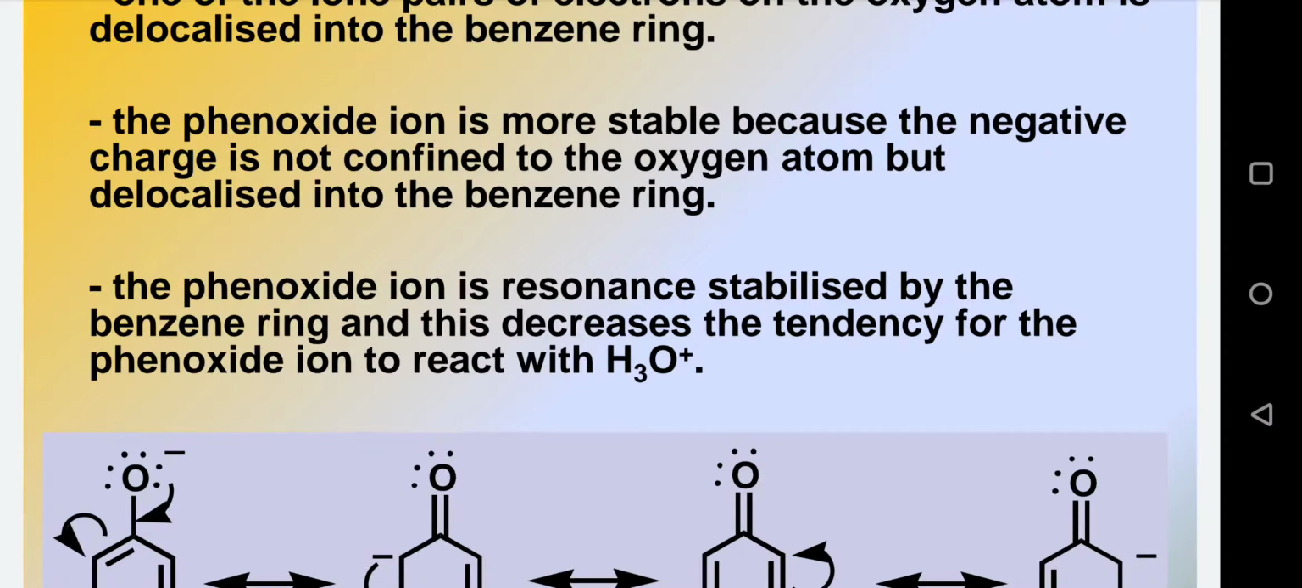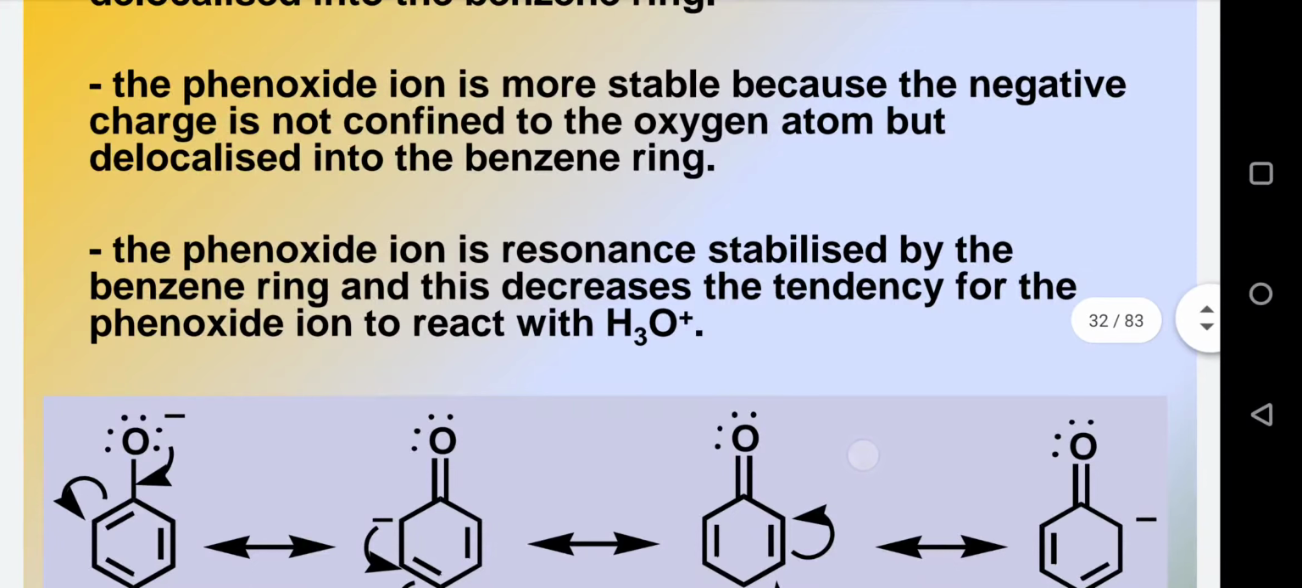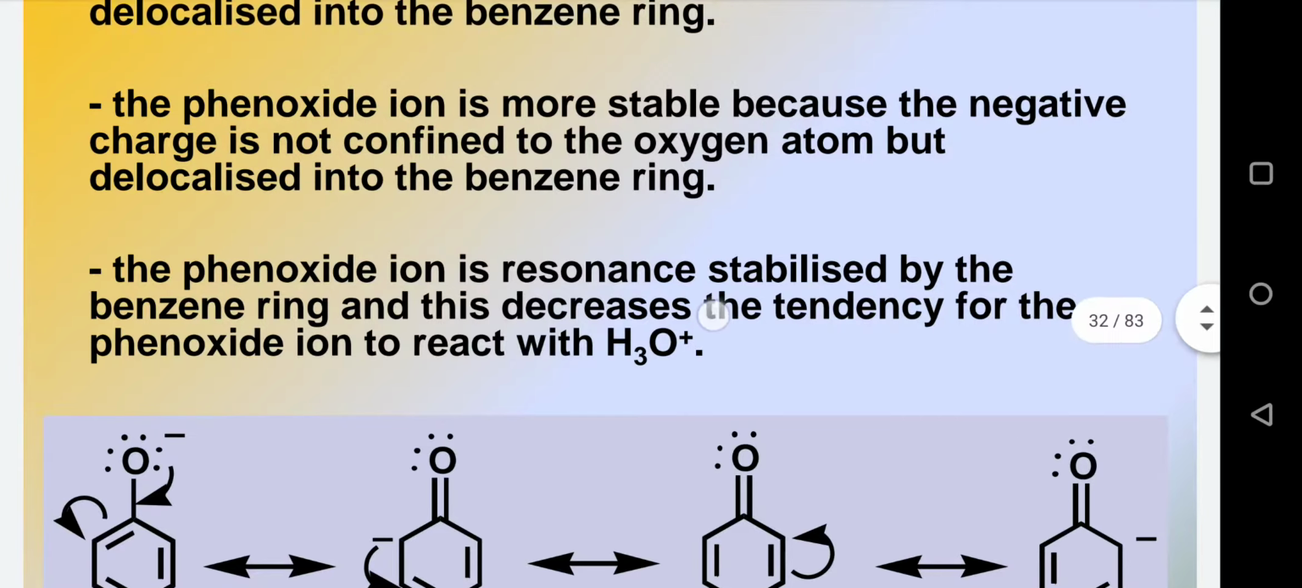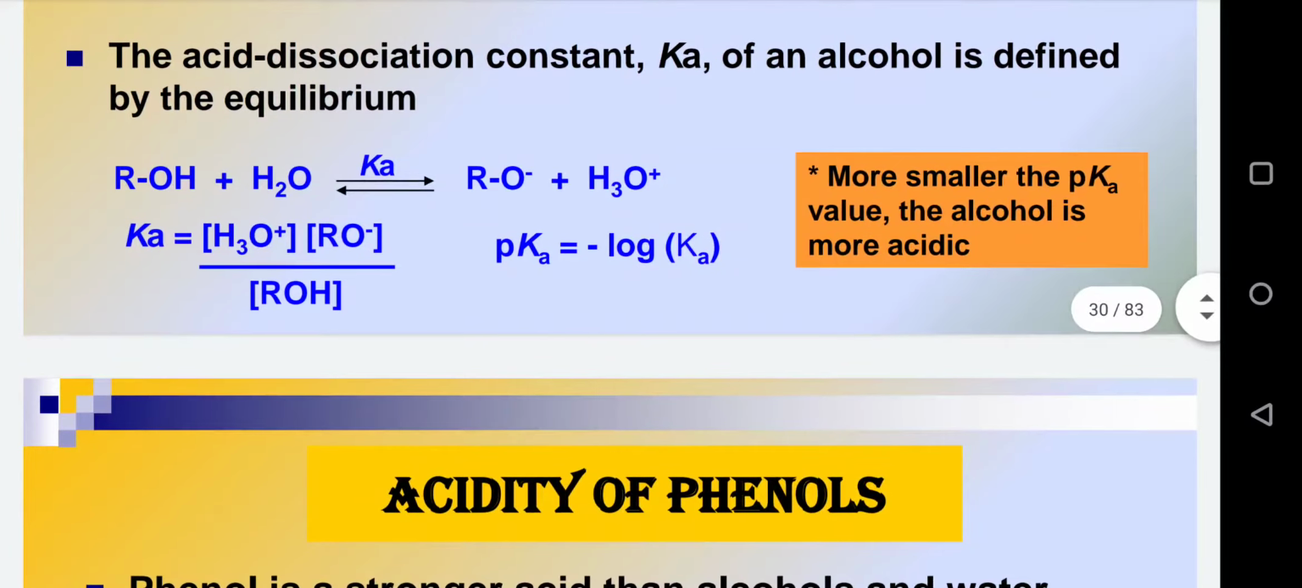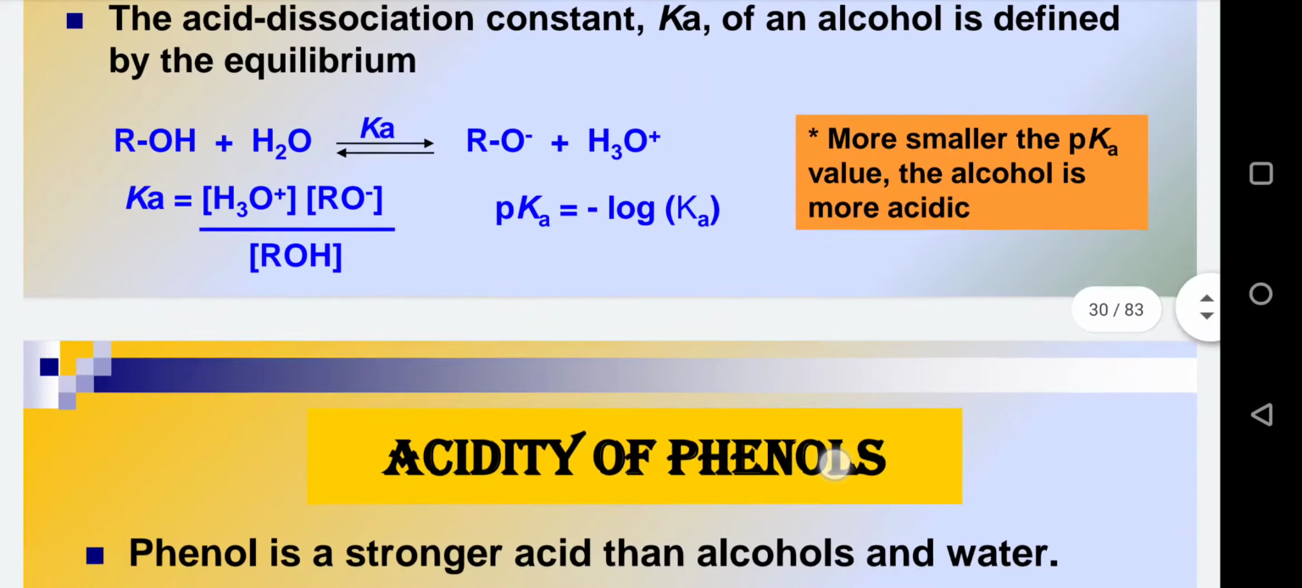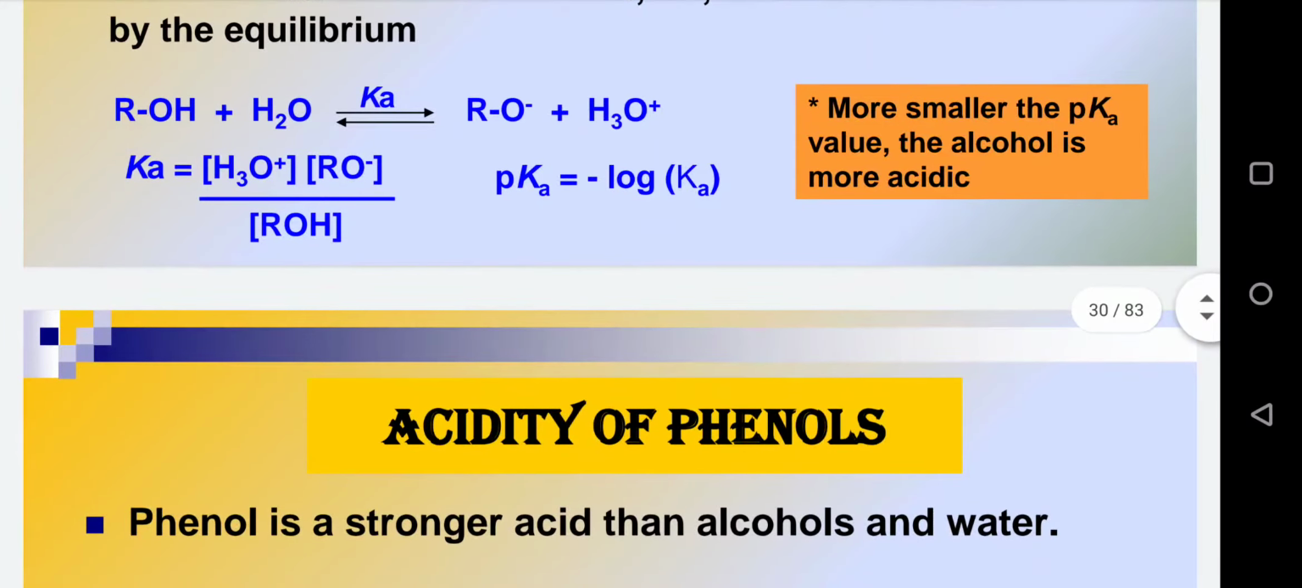What does this line mean? It means the decreased tendency of the phenoxide ion to react with hydronium ion, that is, there will be fewer chances for the backward reaction, and hence we will get the stable phenoxide ion. As a result, the value of Ka, the dissociation constant, is increased, as I can see here. As a result, the larger it is, the more will be the acidity of the resultant phenol.